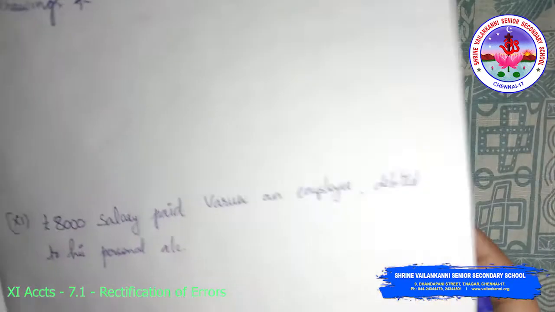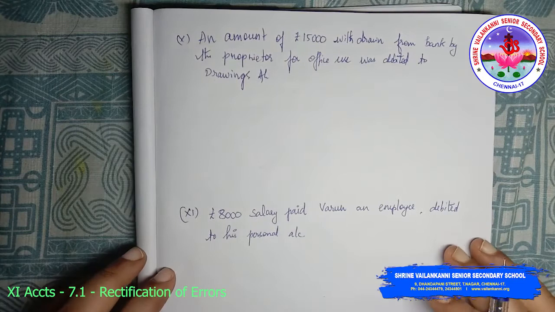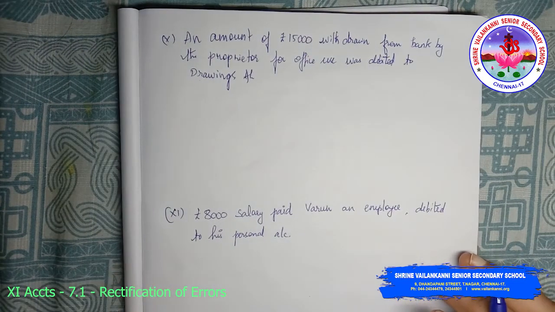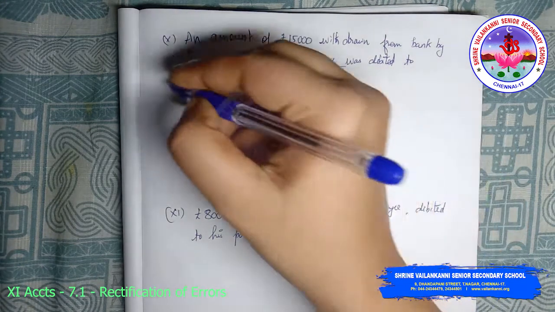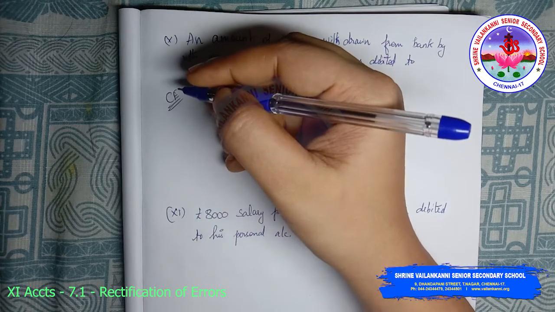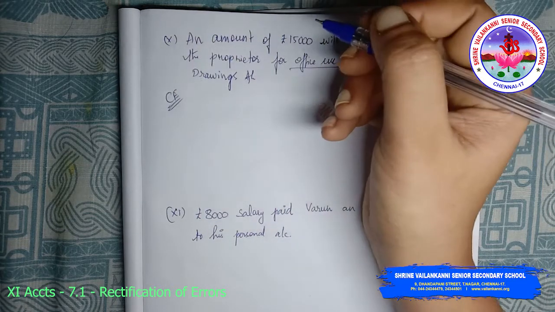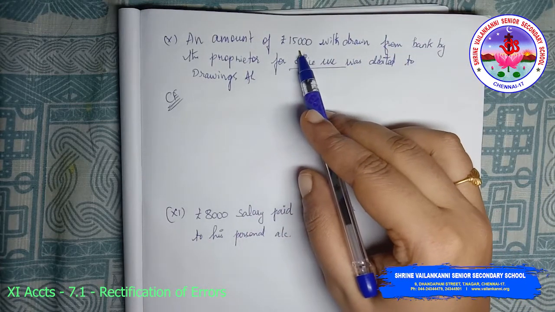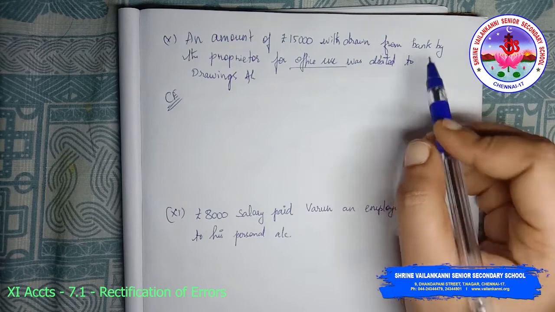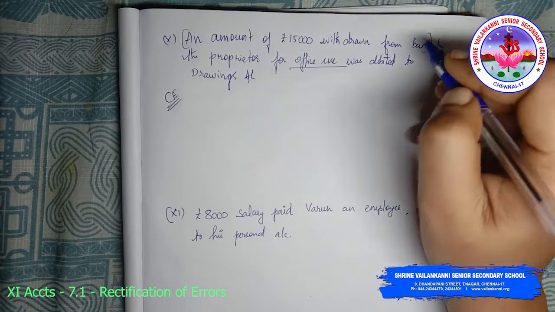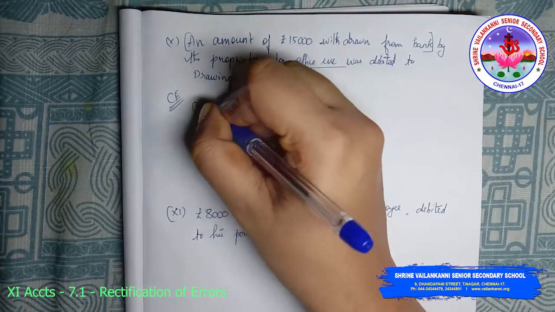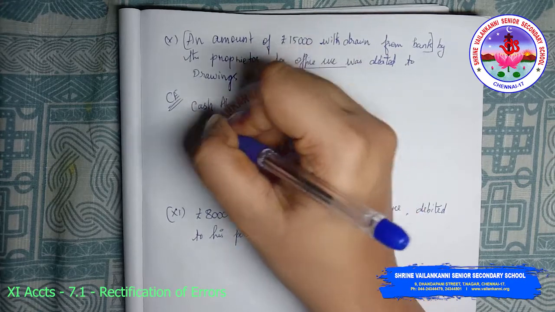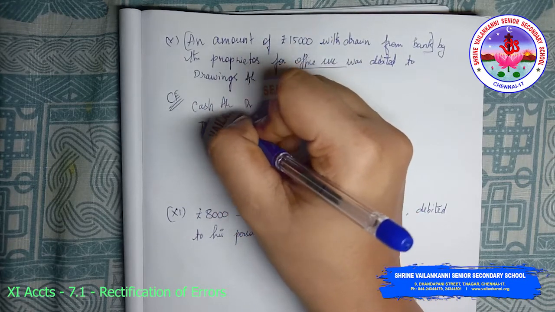The next one, an amount of rupees 1,500 withdrawn from bank by the proprietor for office use was debited to drawings account. See, it's for office use. So the correct entry should be cash account to bank account, because amount of 15,000 withdrawn from bank. So cash account debit to bank account.